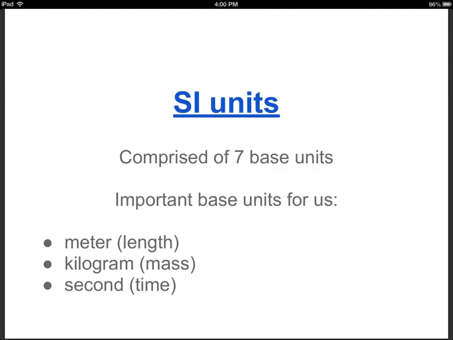The system itself is comprised of 7 basic units, but there are really 3 that are of most importance to us, and those 3 are the meter, the kilogram, and the second. These are all units, whereas these are dimensions. We're going to talk a little bit about what's the difference between a unit and a dimension. Maybe you can already guess, but we'll get into that in just a moment here.